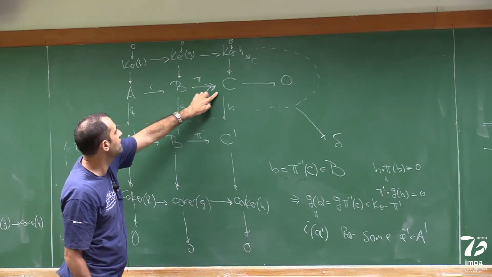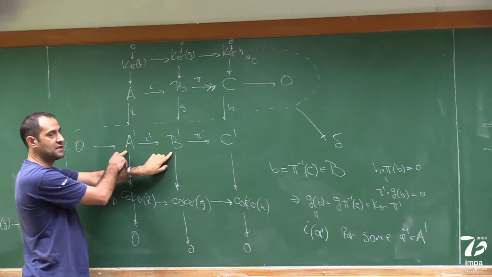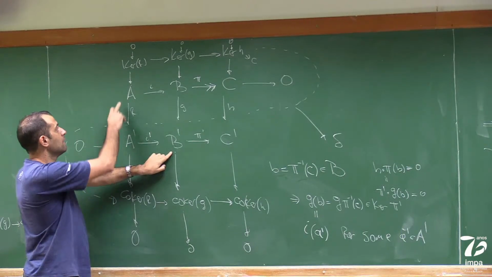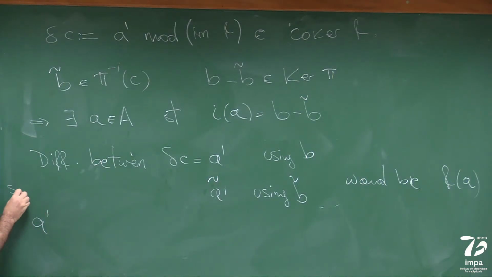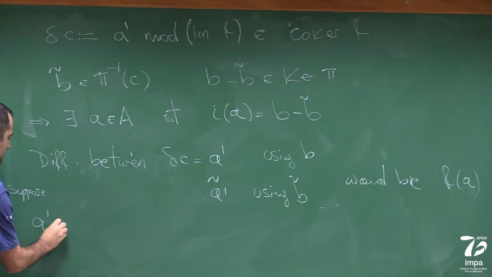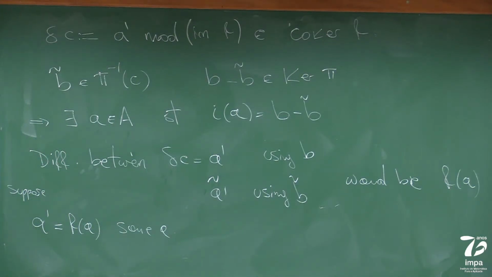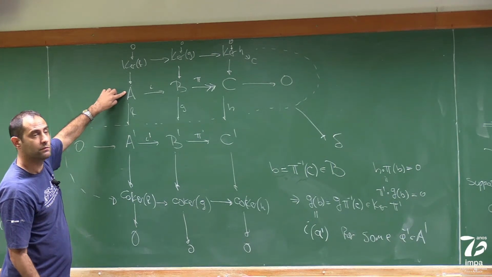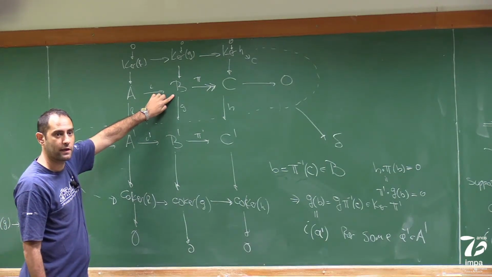How could I have gotten this element already in the image of F? So I take something in the preimage here. Then I map it here by G. Then it was coming from an element here. And let's suppose that this element A prime is coming from the image. Suppose A prime is equal to F of A for some A. But then I grab that A, and I take I of that guy. And that I of A would be the same as my B that I had here.